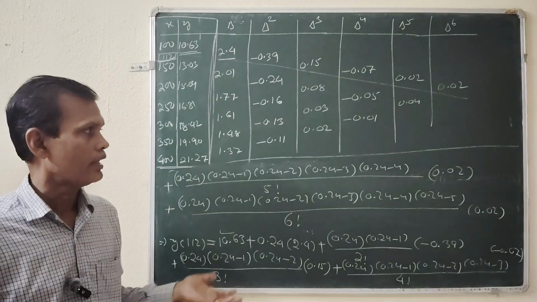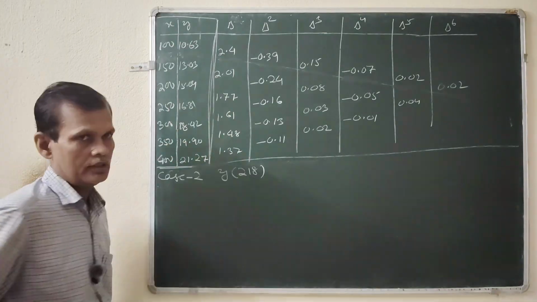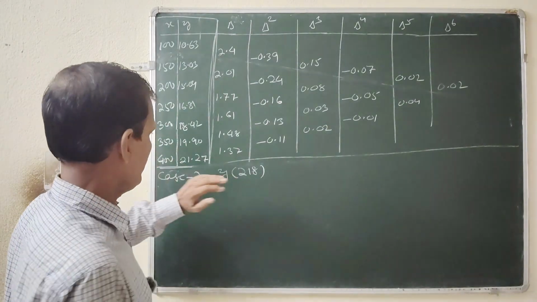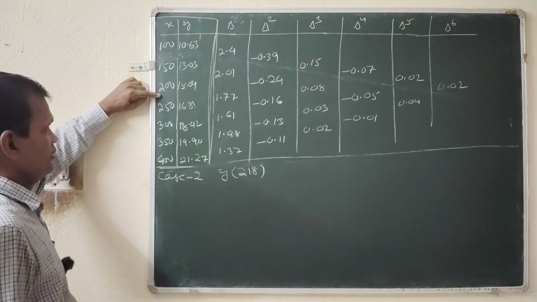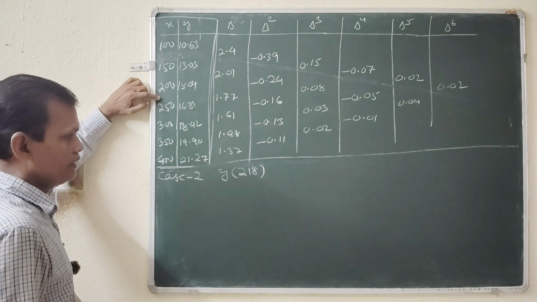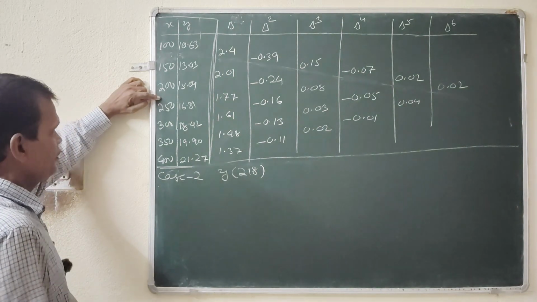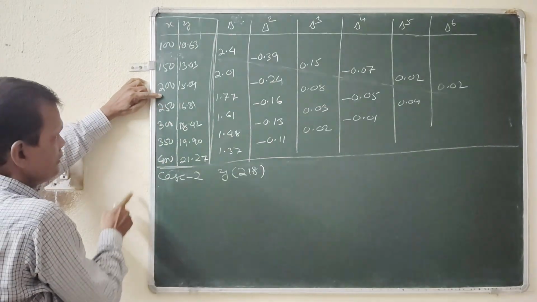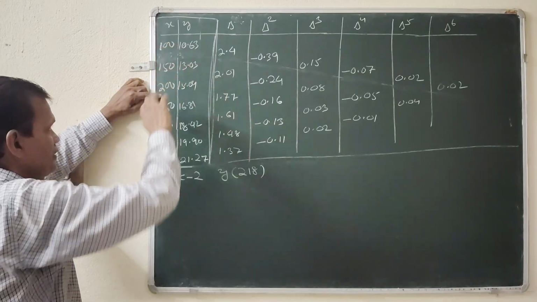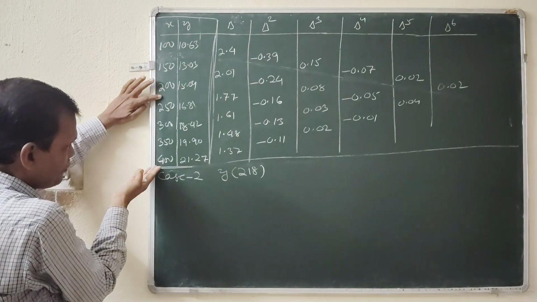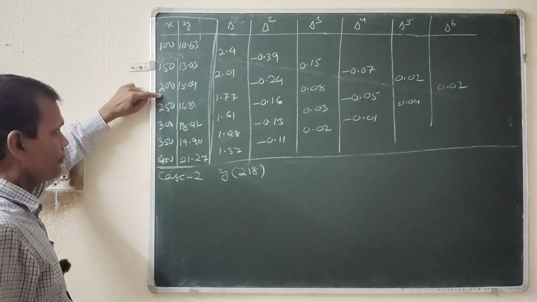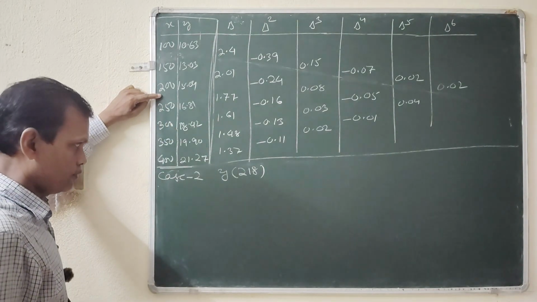Now we will work out another problem with the same data. In the next problem, we have to find the value of y at 218. Where is 218? 218 is here. We have to decide whether 218 is in the upper part or lower part. If we write 218 here, how many data are below it? There are 4 data. How many data are upper? 3 data. As the lower part has more data, we can say 218 is in the upper part. As 218 is in the upper part, we will apply Newton's forward interpolation formula.